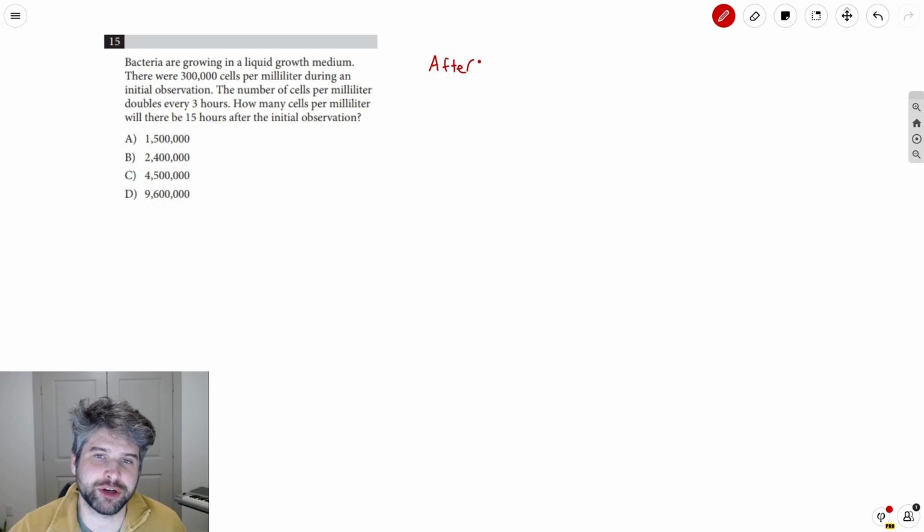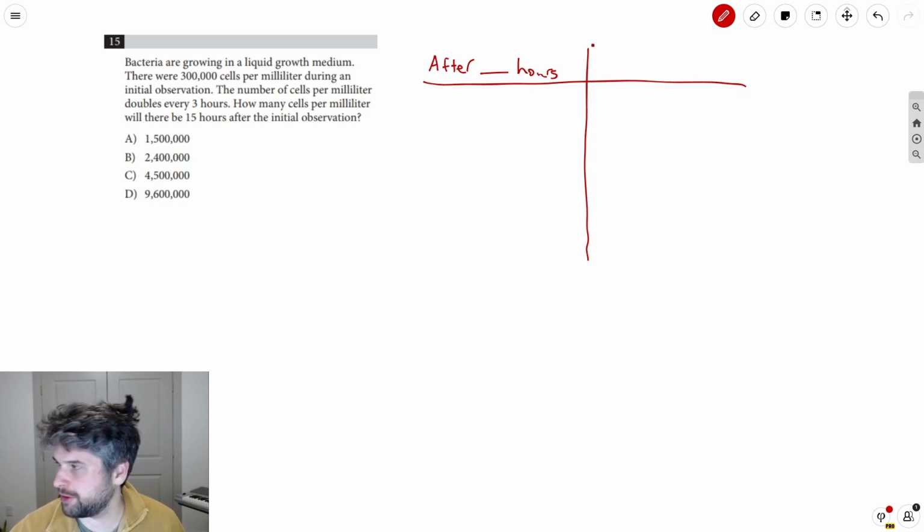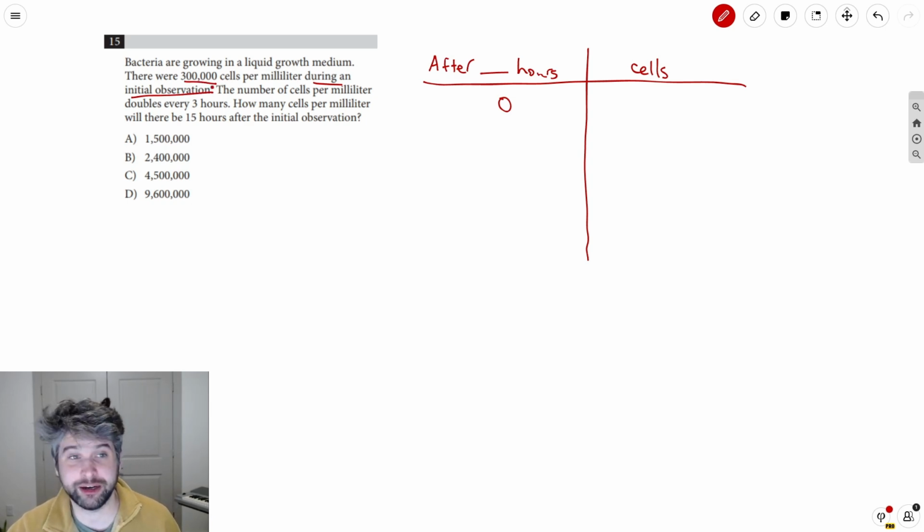So we're going to say after blank hours in this column, and in the other column, we'll put the number of cells. It's cells per milliliter, but I'll just abbreviate that as cells. All right, at the start, what do we put here for this number? After blank hours, how many hours have passed at the very start? That's going to be 0 hours. Well, after 0 hours, or at the start, how many cells per milliliter were there? It says during an initial observation, there were 300,000 cells per milliliter. That's our starting value. So we put 300,000 here.